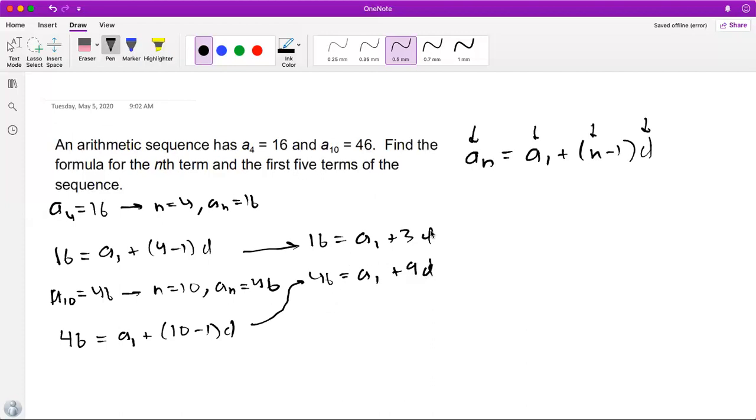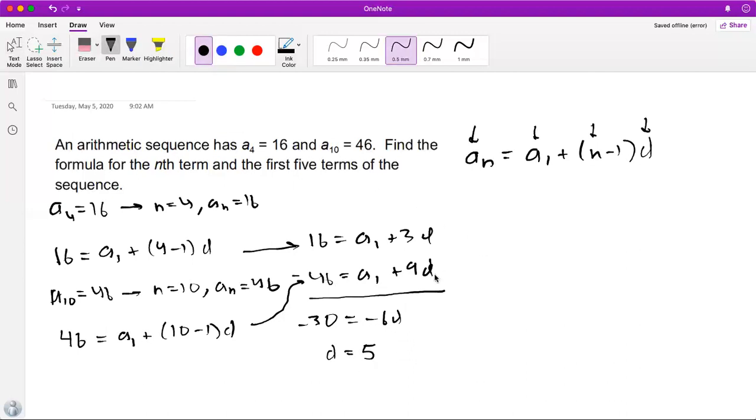So this is a system of 2 equations. The 2 things I don't know in here are A1 and D. So maybe if I subtract the bottom one from the top one, I get 16 minus 46 is negative 30. I get A1 minus A1 is 0. That's why I subtracted them. Then I get 3D minus 9D is negative 6D. So D is therefore 5.